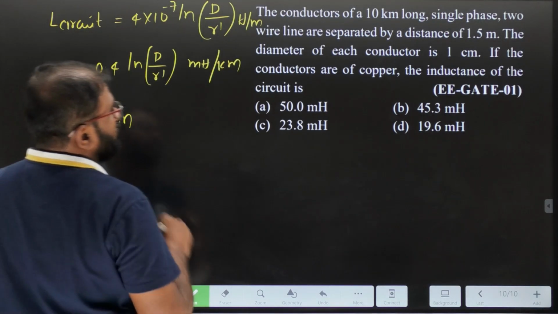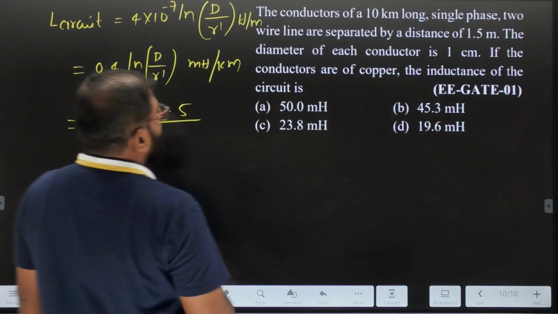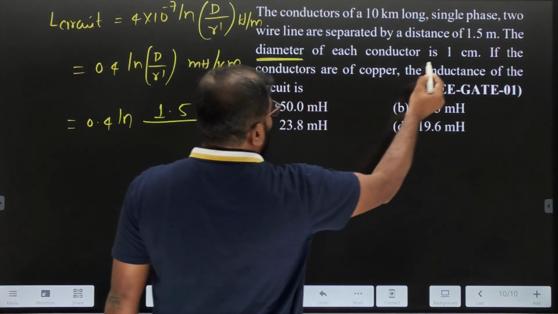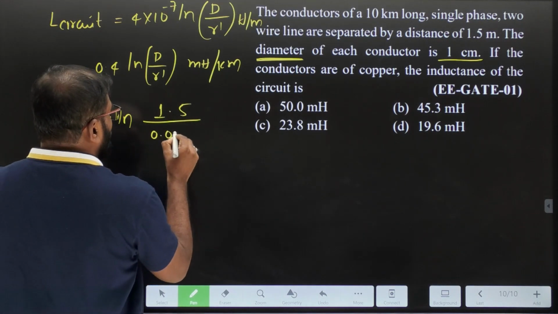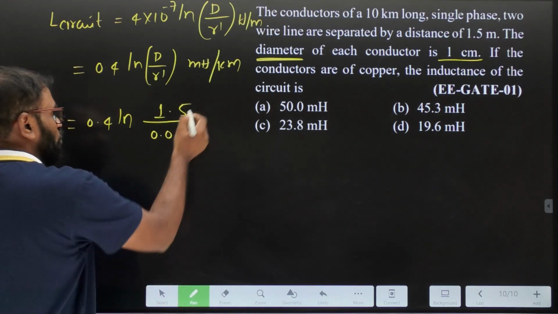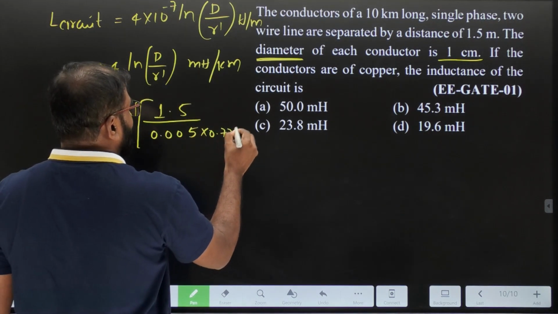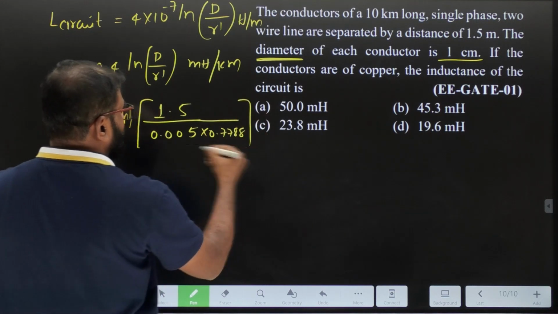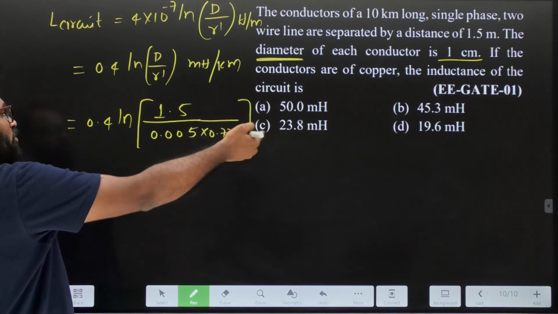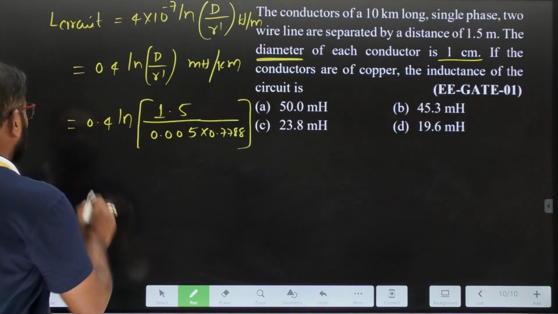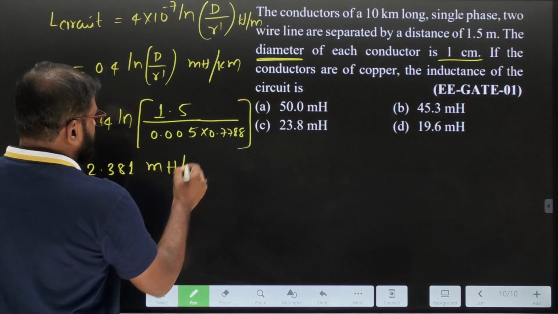So now tell me what is this? 0.4 into ln of. The spacing between the conductors is 1.5 meters. And diameter is given. Careful, not radius. Diameter is 1 centimeter means radius is 0.5 centimeter and divide with 100, 0.005 meters. So numerator is in meter, denominator also in meters. But you should multiply with 0.7788. Here also many people will commit a mistake. Why? Because it's not R, it's R dash, 0.7788 times R. Okay. So if I solve this, we get 2.381 millihenry per kilometer.